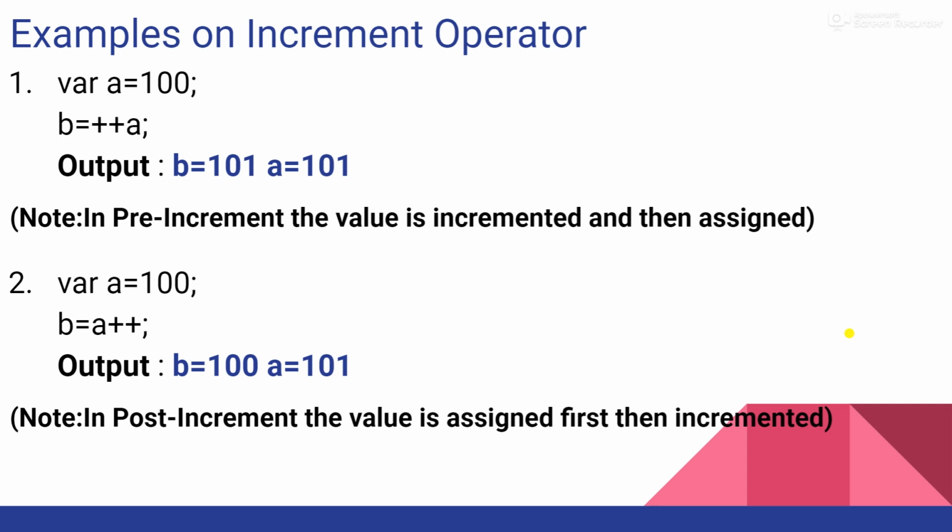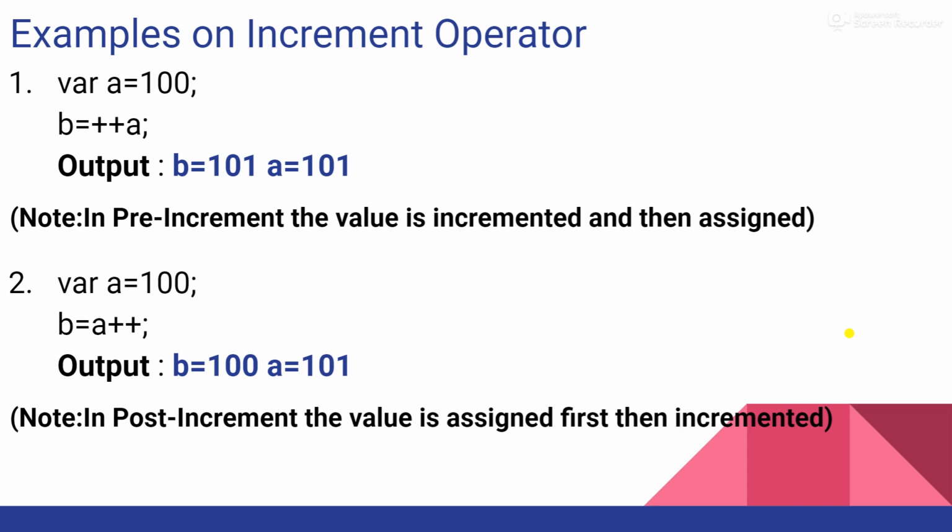Okay, and for b what are we giving? Plus plus a. Means what we have to do? First we have to increment the value of a and then we have to give it to b. Agree? So what will be the new values now? b will be obviously plus plus a, means 100 plus 1, that is 101, and the new value of a is 101. Right? So note what is given in pre-increment. The value is incremented first and then it is assigned.